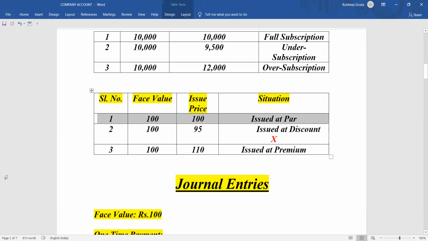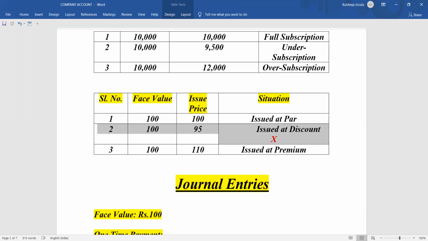Next situation, serial number 2. If the face value is 100 rupees and I am issuing it at 95 rupees, that is, less than the face value, it will be called issued at discount. Remember that issuing shares originally at a discount is not allowed by the Companies Act 2013. Reissue is possible, but issuing the share originally at discount is not permitted.